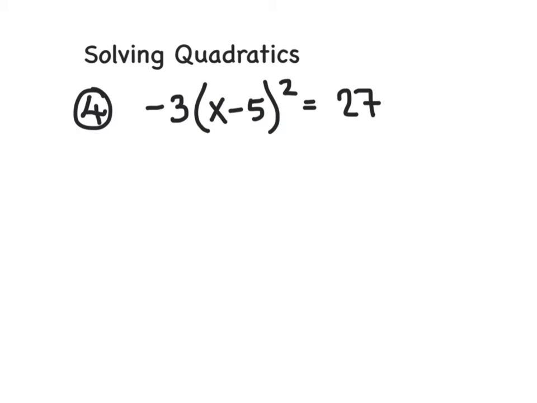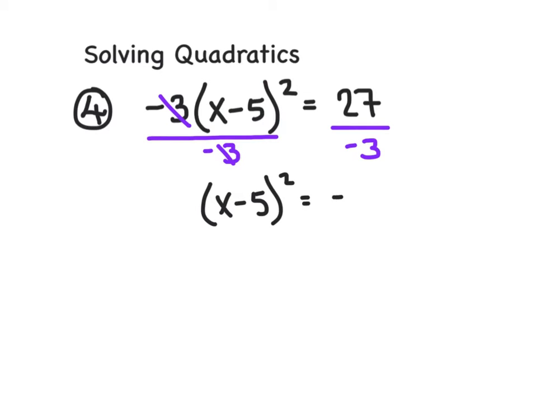And then a lot of students would use the quadratic formula. And let me stress, there's nothing wrong with that. But I think that's a lot more work than you need to do. Check out my process. I'm going to try to kill the negative 3 by dividing both sides by negative 3. These cancel, and that gives me the quantity x minus 5 squared equals negative 9.